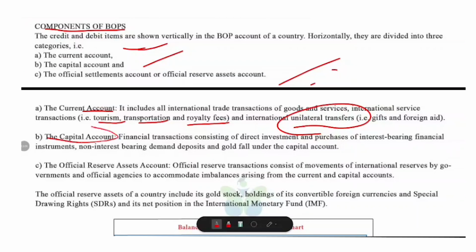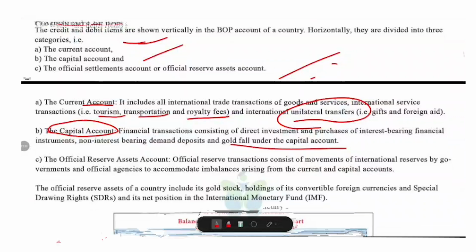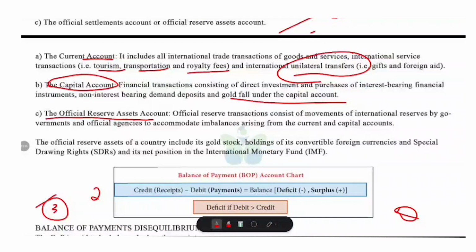And what is meant by capital account? This account records financial transactions and it mainly deals with direct investments like foreign investors buying Indian companies or vice versa. Then purchases of financial instruments such as bonds and shares are included, and also non-interest bearing demand deposits and gold transactions are also included. For example, when a foreign company invests in building a factory in India, it is recorded as a credit in the capital account.